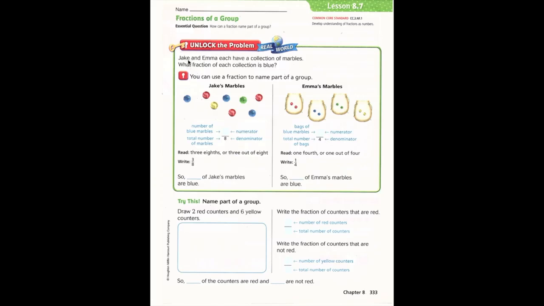Okay, so let's unlock the problem. Jake and Emma have a collection of marbles. What fraction of each collection is blue? You can use a fraction to name part of a group. So these are Jake's marbles. So here it's saying the number of blue marbles.